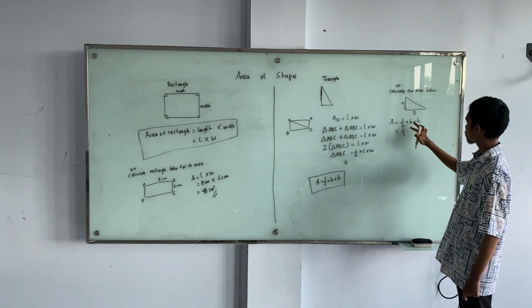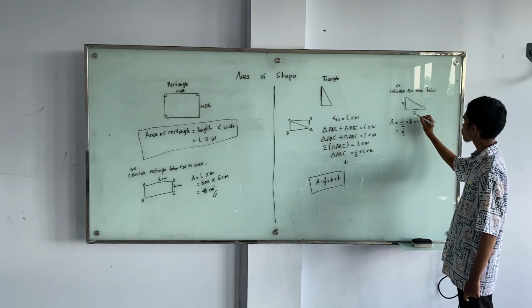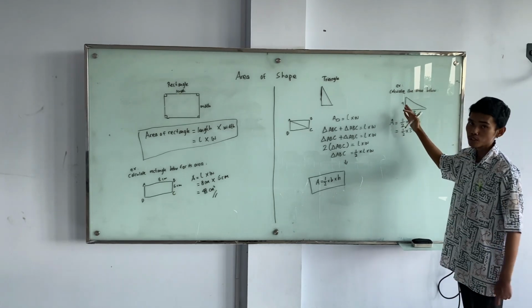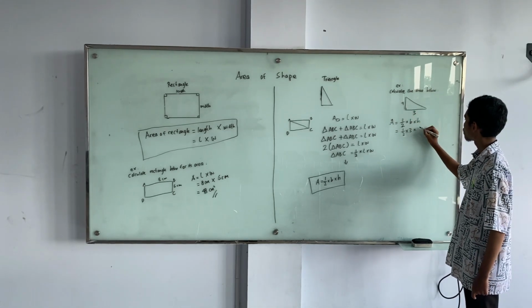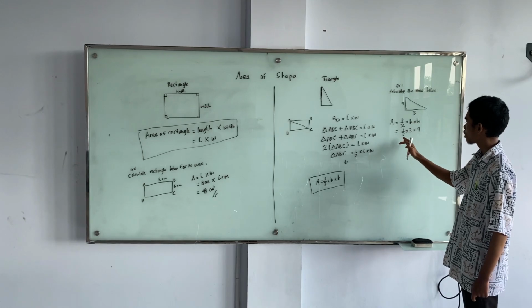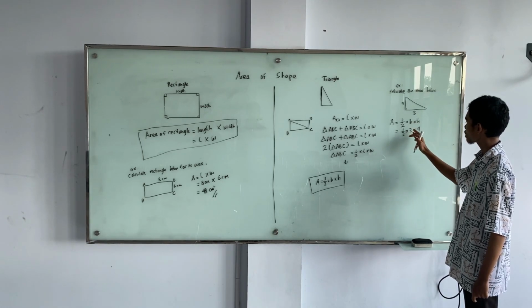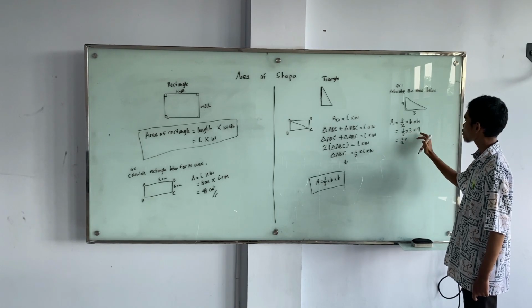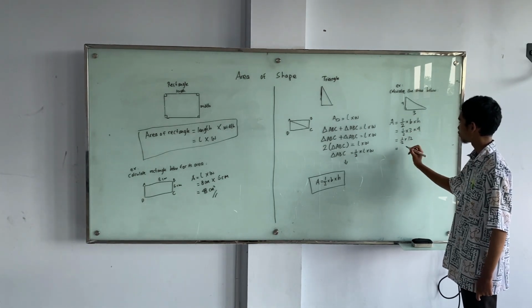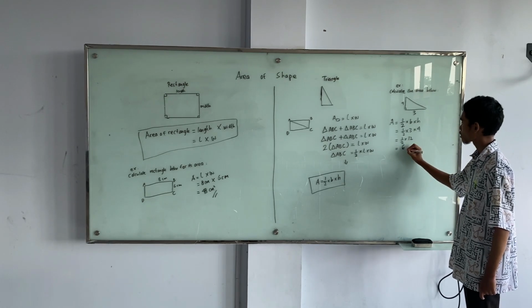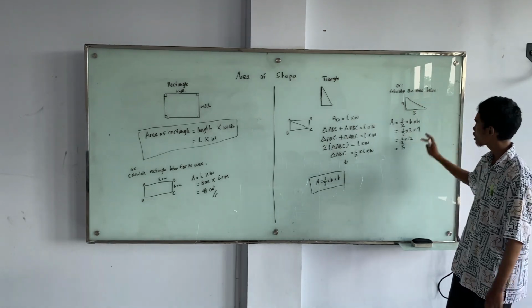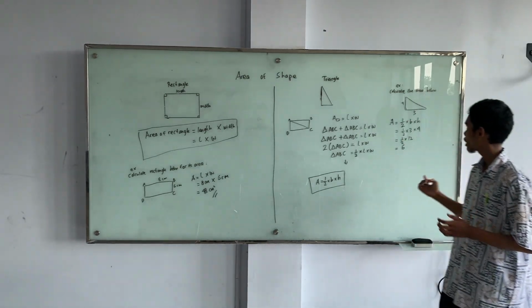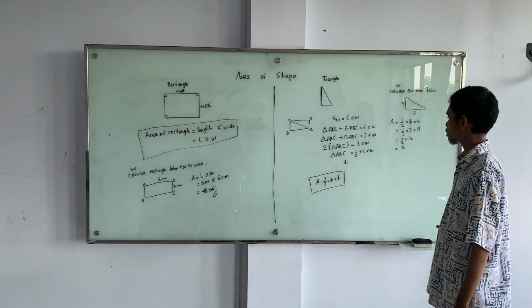Since base is 3, we substitute 3 for the base, and height is 4, we substitute 4 for the height. So area is 1/2 times 3 times 4. And so 3 times 4 is 12, and 1/2 times 12 is 6. So the area of this triangle is 6 square.